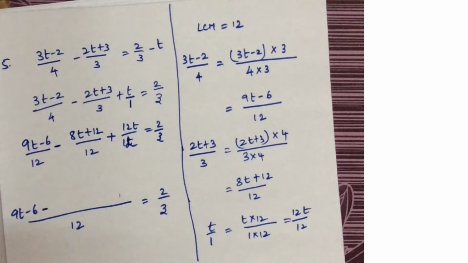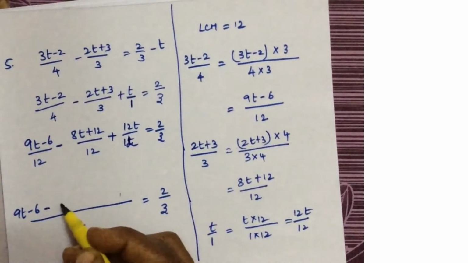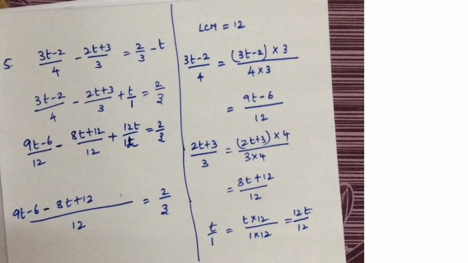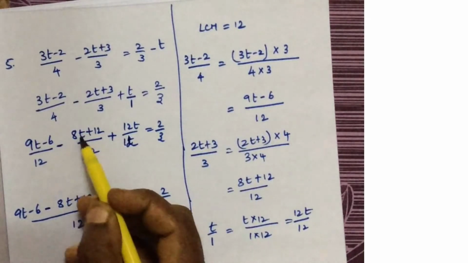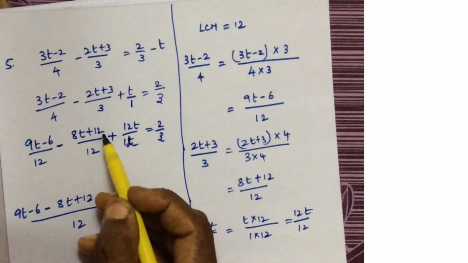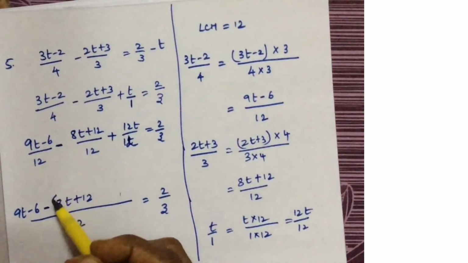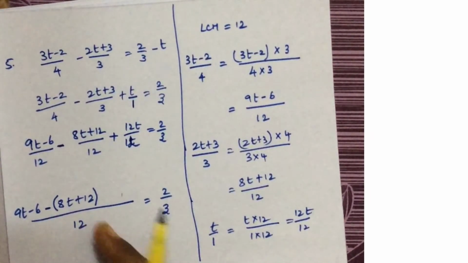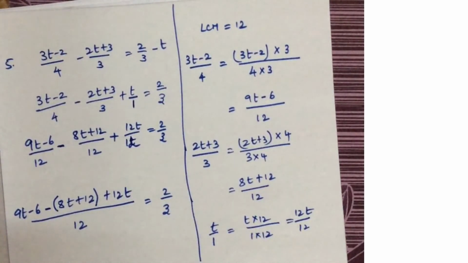most important thing is whether you are giving a bracket here or not. You should not simply write 8t plus 12, then it is going to be wrong. Okay. This negative sign is common for both the 8t and also for the 12. Make sure that whenever there is a minus here, you put a bracket here, otherwise it is going to be wrong. Okay. So, minus of (8t plus 12) plus 12t, that is equal to 2/3.